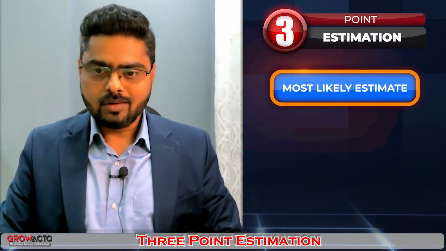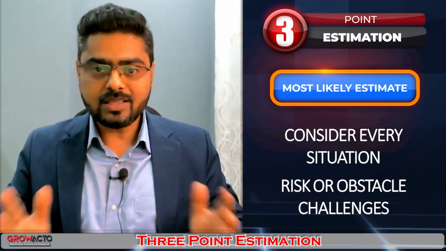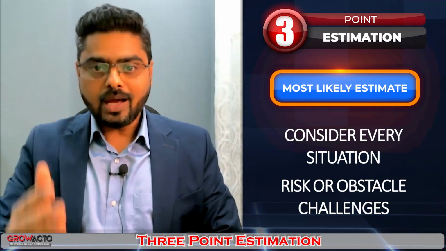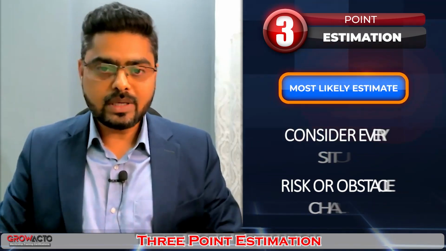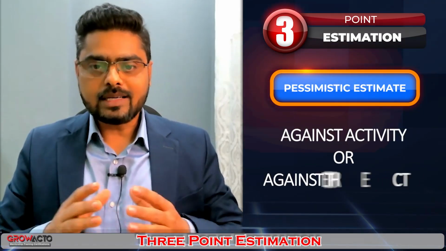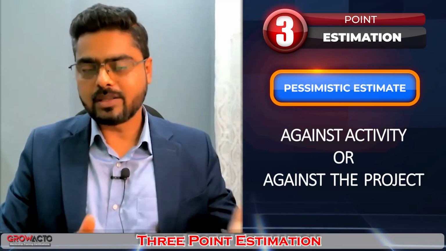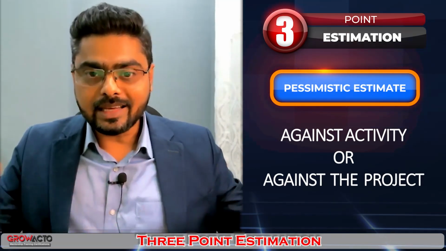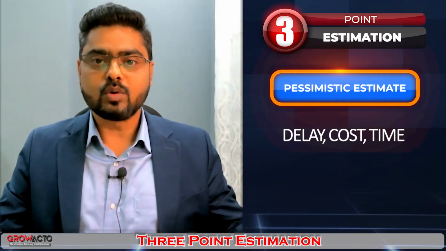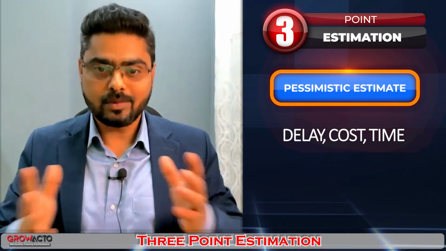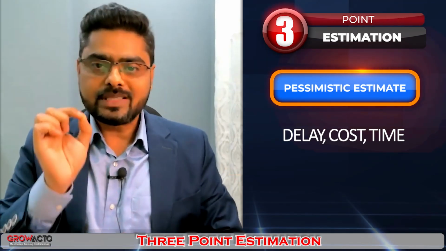Second is most likely, where you consider an average situation. There might be some risk, there might be some obstacles, some challenges may arise, and that may impact the project. The third estimate is the pessimistic estimate. That is where you consider everything is against the activity or against the project, meaning everything is negative, not in favor of that activity or project. There might be some delay because of some risk, because of some challenges. There might be cost impacted, there might be time impacted, and that is why this is the pessimistic estimate.